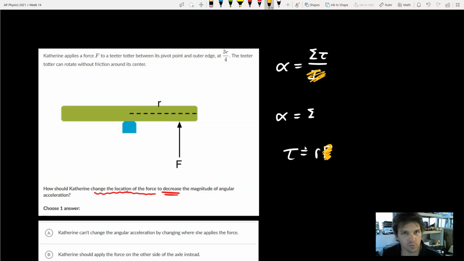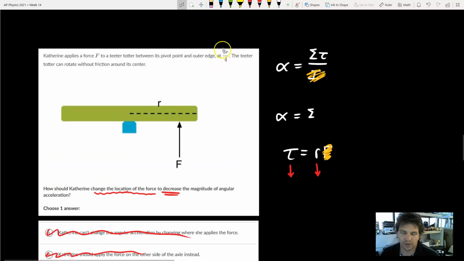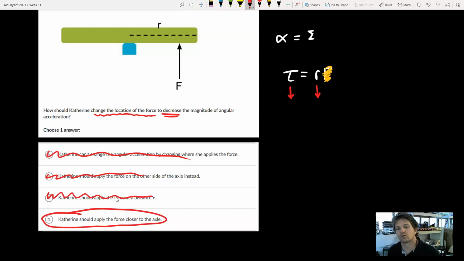Well, torque is proportional to the distance, right? It's affected by the distance that the mass is. And so if I decrease the distance the mass is, then I can decrease the torque. So I need to find an answer choice that's going to decrease the distance of this force F. So not A, not B. If I applied the force at distance R, 1r would be bigger than 3/4 r. So that would actually increase the torque. So it's not C. So D. She should apply it closer to the axle, to the axis of rotation.